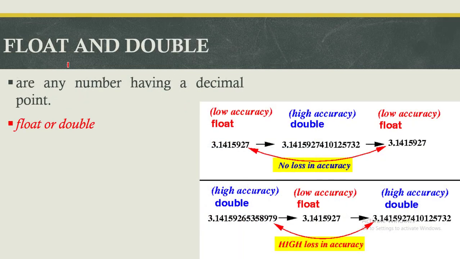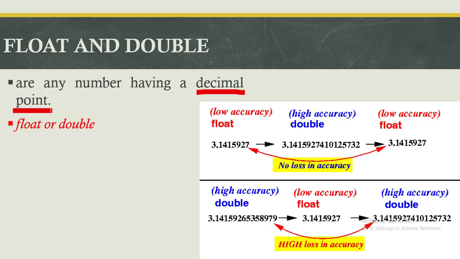The next set of data types is what we refer to as a float, as well as another one we refer to as a double. Both of them are used when you need to store any number that has a decimal point in it. So things like pi, 3.14, things like VAT, 0.16, things like an average mark, which could be 16.5, and so on and so forth.